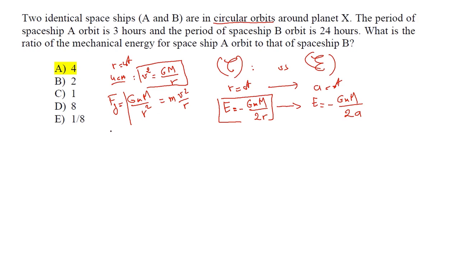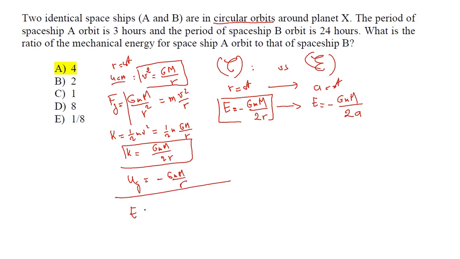Getting this gives me kinetic energy, which is half mv squared. So half mv squared will give me half m GM divided by r. So kinetic energy, if I have a circular orbit, is just GMm divided by 2r. And I know that gravitational potential energy is minus GMm divided by r. Mechanical energy, I add them and I find minus GMm divided by 2r, which is minus the kinetic energy, or which is half the gravitational potential energy. And this is true for a circle.